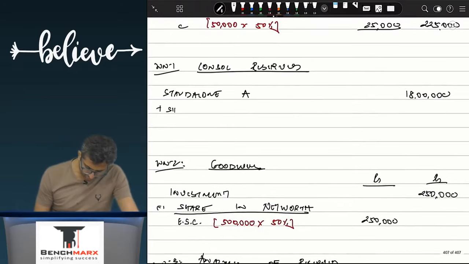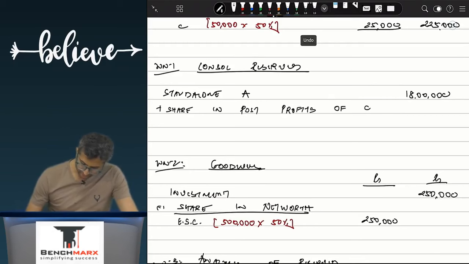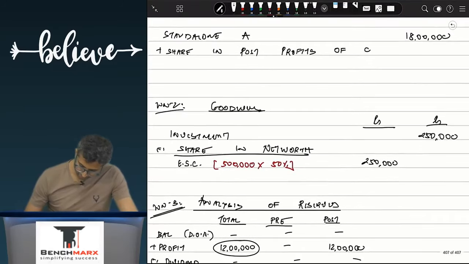Plus share in post profits of C. How much is the share in the post profits of C? 6 lakhs. And hence, if I total this, 24 lakhs.